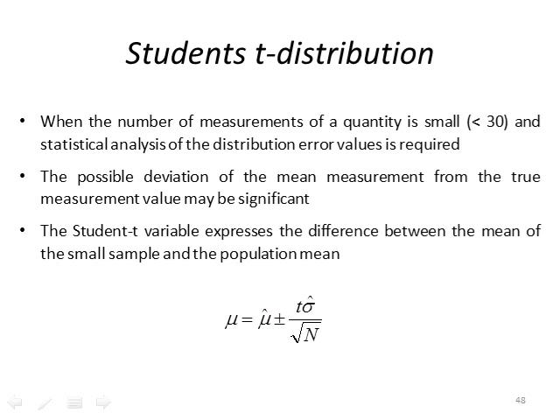So when the number of measurements of a quantity is small, let's say less than 30 or less than 50, and statistical analysis of the distribution error is required, the possible deviation of the mean measurement from the true value can be significant. If you have a small number of measurements, your ability to estimate the mean decreases, because you just have a small sample of the total population. The student t variable expresses the difference between the mean of the small sample and the population mean. So mu is our estimated average, plus or minus t, times our estimated standard deviation divided by the square root of n, our sample size.